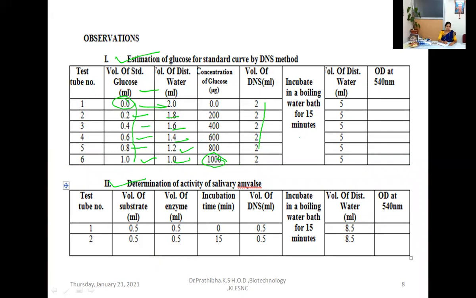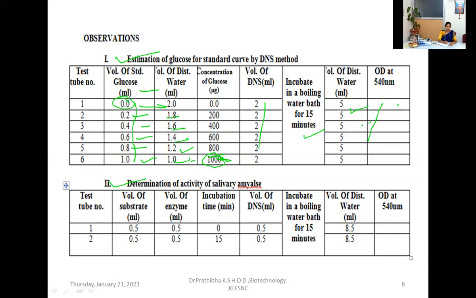Then incubate in a boiling water bath for 15 minutes. Then the volume of distilled water here will be 5 ml. Then take the OD at 540 nanometer. In this practical, you are going to get the standard curve, so this OD will be given. The entire OD will be given to you.